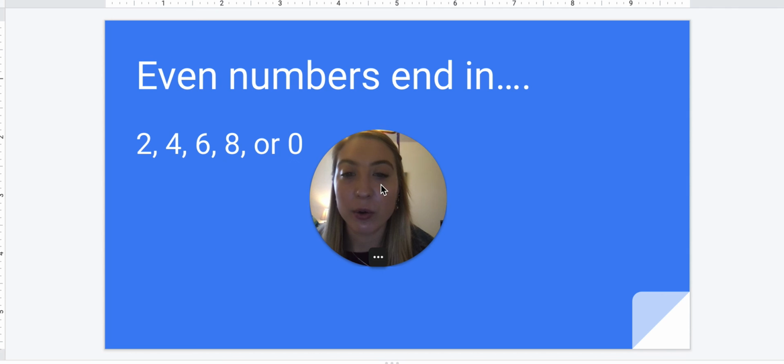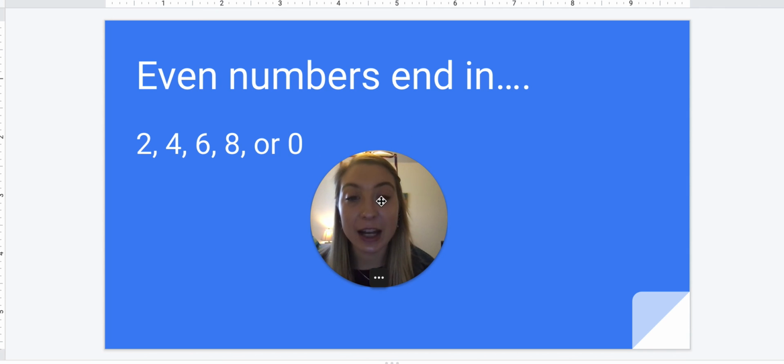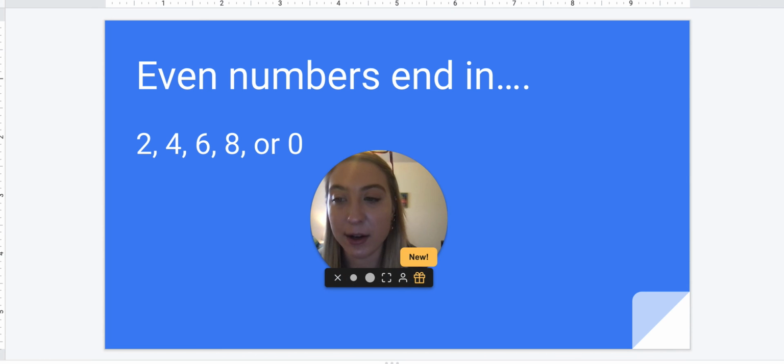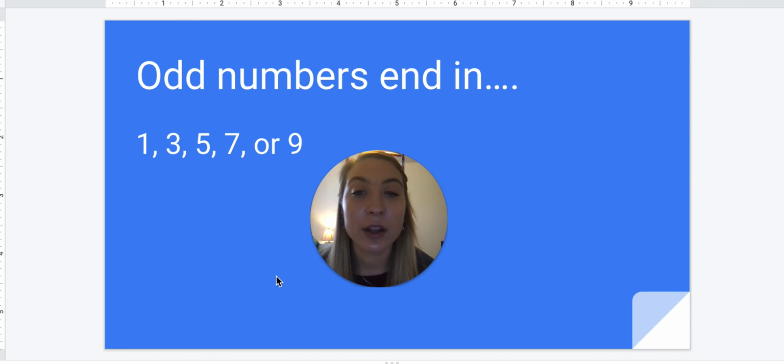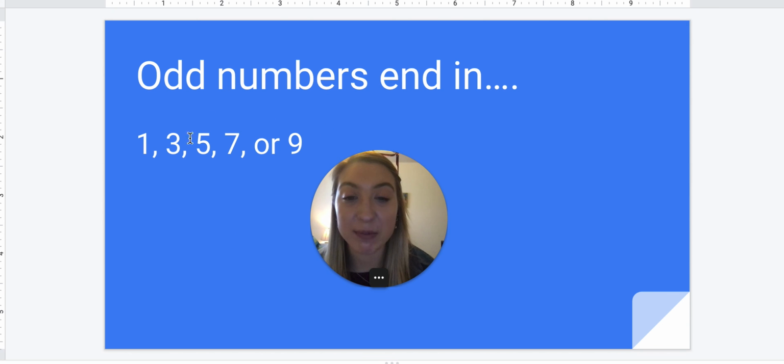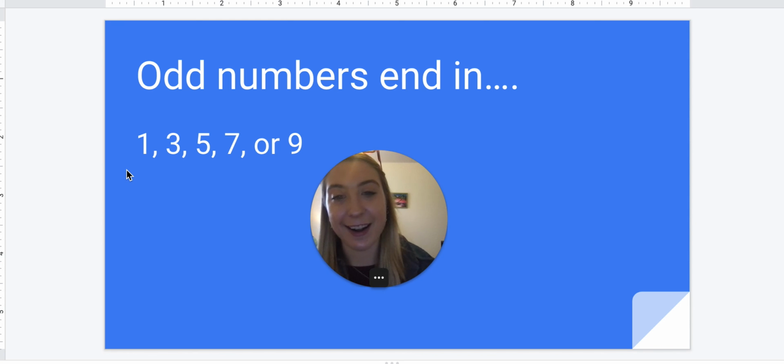So let's go over real quick our even numbers. Again, even numbers end in 2, 4, 6, 8, or 0. If it ends in that, it is an even number. Our odd numbers end in 1, 3, 5, 7, or 9. If a number ends in that, if this number is in the ones place, that would make it an odd number. So we're just going to be going over looking at numbers today for homework, deciding is that an even number or is that an odd number.